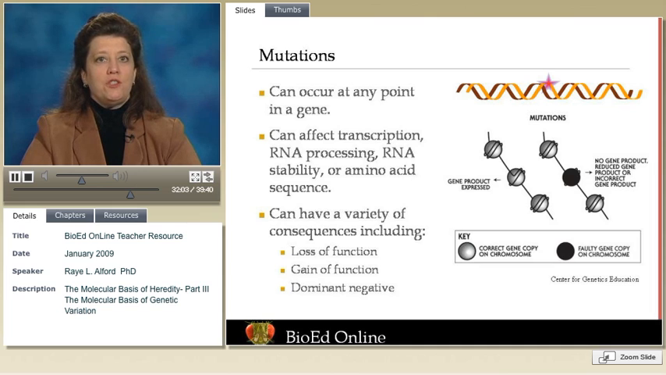Dominant negative mutations interfere with the proper formation of collagen fibers and can cause much more severe consequences for a cell because all or most of the collagen made is abnormal.